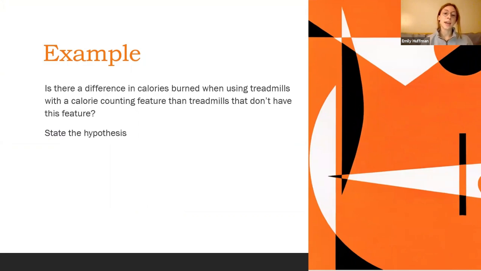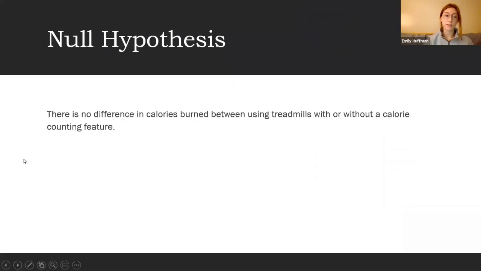Is there a difference in calories burned when using treadmills with a calorie counting feature, which will count how many calories you have burned, or then treadmills that do not have this feature? State the hypotheses. Our null hypothesis will have mu1 equals mu2.